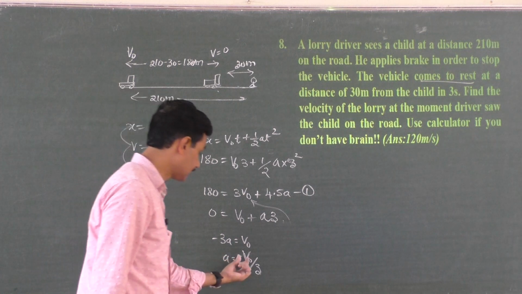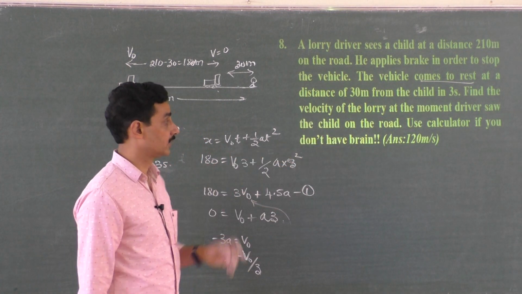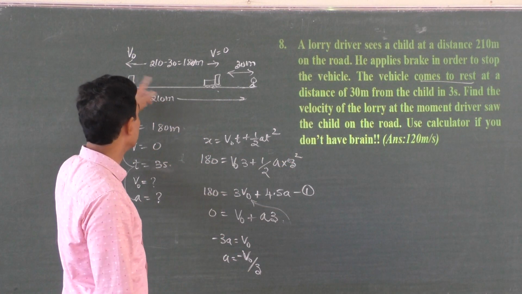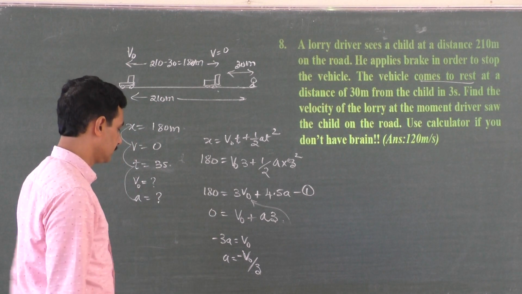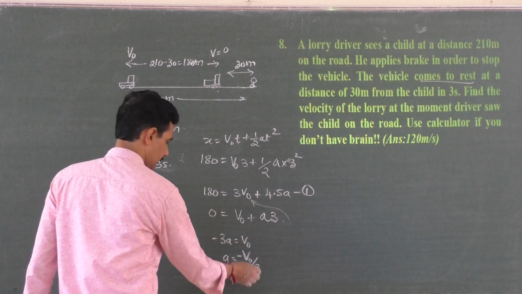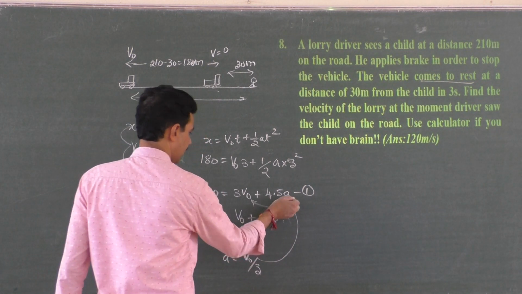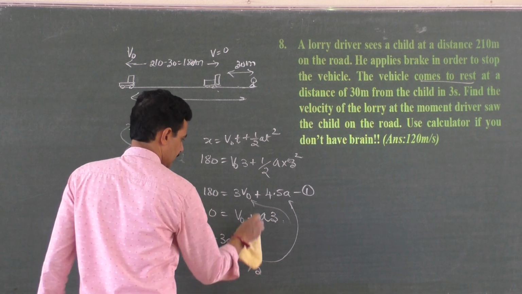Yeah, no, they are asking you V0, right? Find the velocity of the lorry at the moment driver saw the child. What was the velocity right when he saw it, and then it decreases and becomes 0. So we can directly put a is equal to minus V0/3. Let us substitute it here. Then everything becomes V0. So once it is V0, you will get the answer.